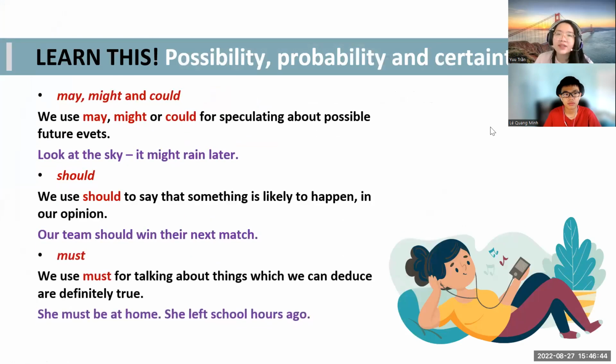Okay, so here we come to the next part of the models. These are very confusing. Possibility, probability, and certainty. Oh my God. So when we talk about possibility, we will discuss what exactly can happen in the future.